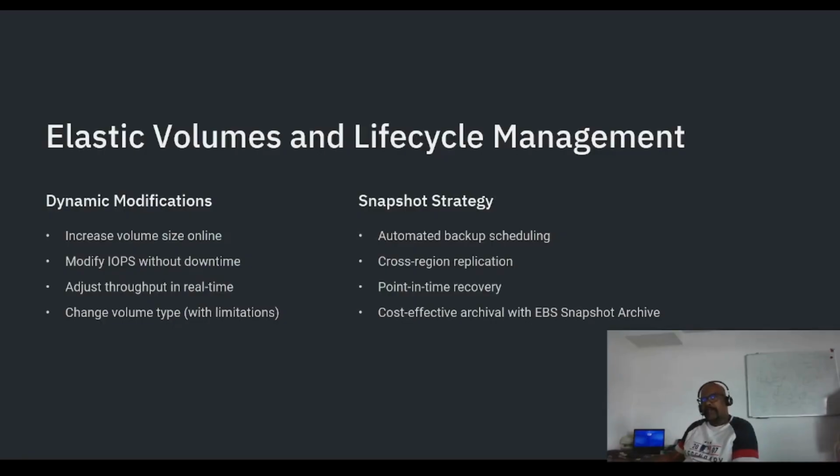So mainly, what is IOPS? Input output operations per second. Throughput means how much data is accessed per second, read write operations done per second. Then snapshots are like automated backup scheduling. These are the main important points we have.